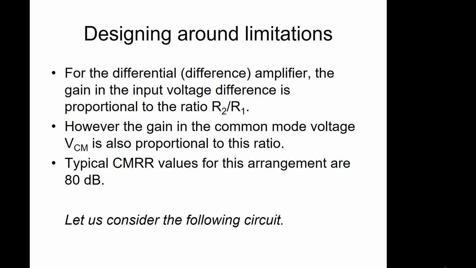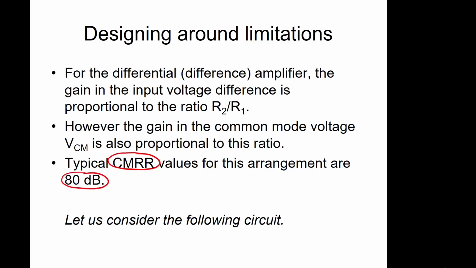So ideally we would have liked to have just amplified the gain, but we also amplified the common mode voltage. And the ratio of the gain we wanted, the difference gain, compared to this common mode gain, was defined by our common mode rejection ratio, CMRR value, which is typically around 80 or so for op-amps.